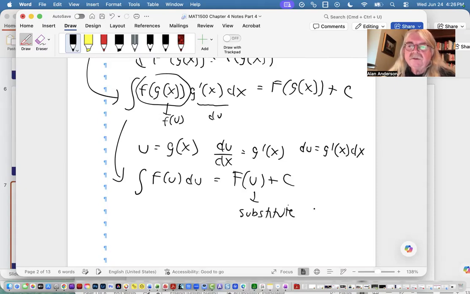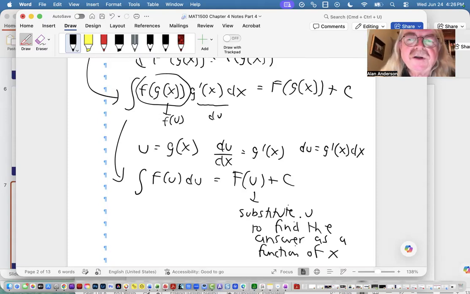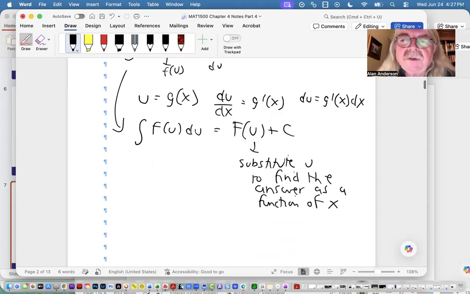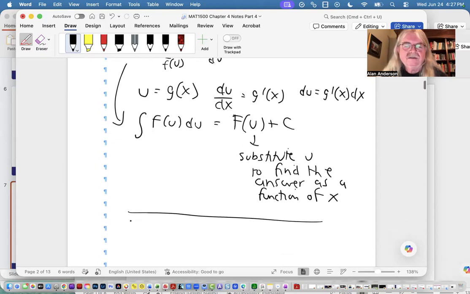the definition of u to find the answer as a function of x. Now, this all seems very strange at first, but when we do an example, you'll say, oh, I see what you mean. It doesn't look that difficult. So, for example, what if I try this?